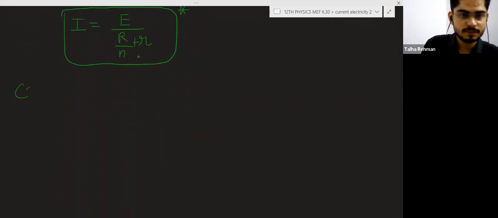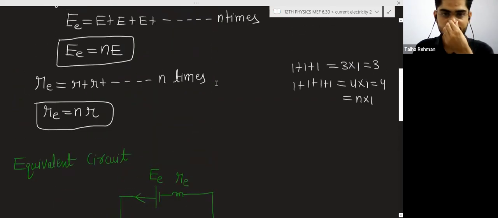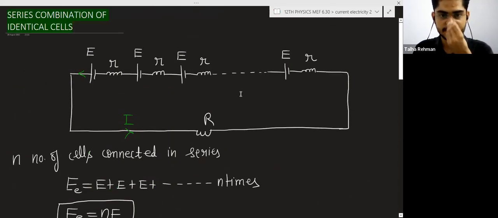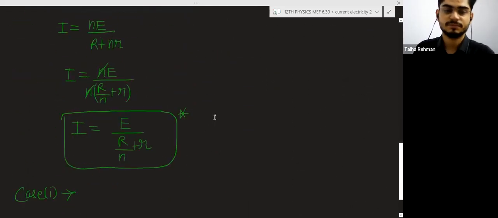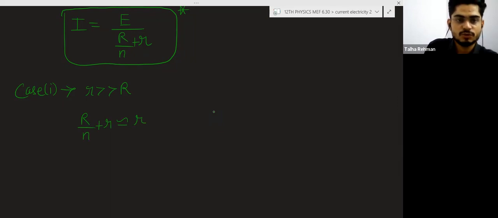Now case 1: when the internal resistance of this circuit is much greater than the external resistance, that means small r is much greater than capital R, then I can write r by n plus R is equal to r by n. So the current in this case will be E divided by r.